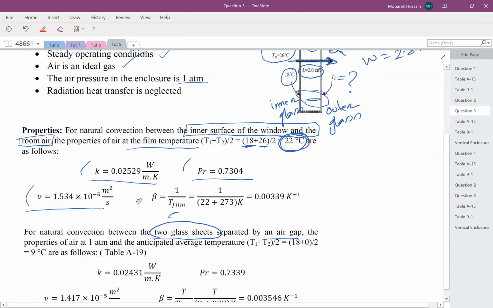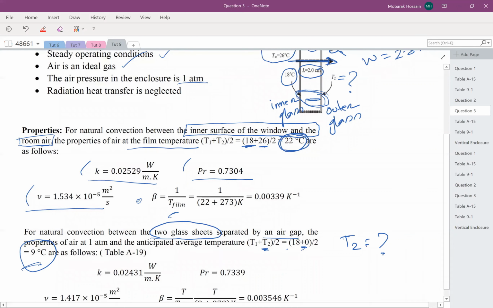Now natural convection between two glasses, including the air gap. The properties of air we'll calculate at film temperature. Say here we'll consider at the beginning the outer surface temperature, outer glass temperature, T2, is 0. If 0, then film temperature will be the inner surface temperature 18 plus 0 over 2, so 9 degrees Celsius. Because this T2 is unknown at this point, we'll consider it as 0. Then we calculate the film temperature.